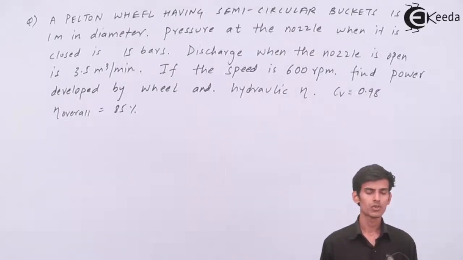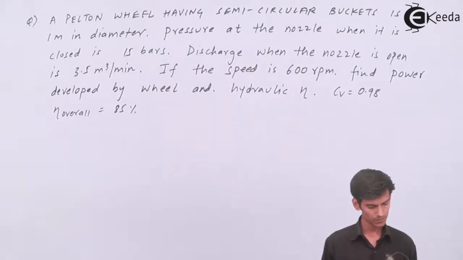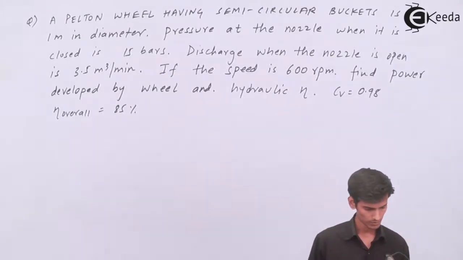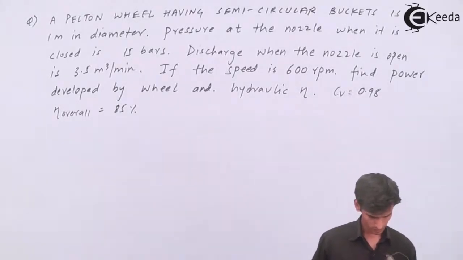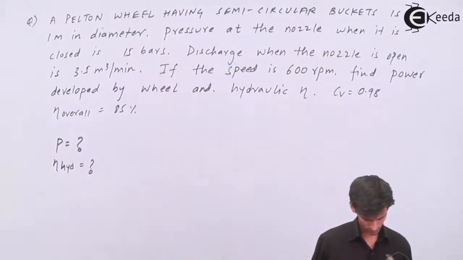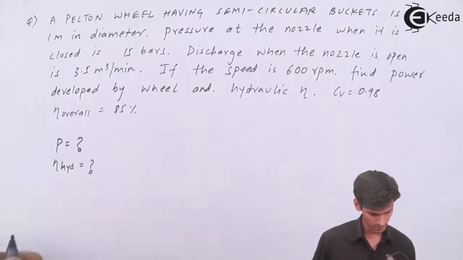CV, that is the coefficient of velocity, is 0.98, and the overall efficiency given is 0.85. So the power developed has to be found. Also the hydraulic efficiency has to be found. So let's see what the data that is given. Let's write down the data.